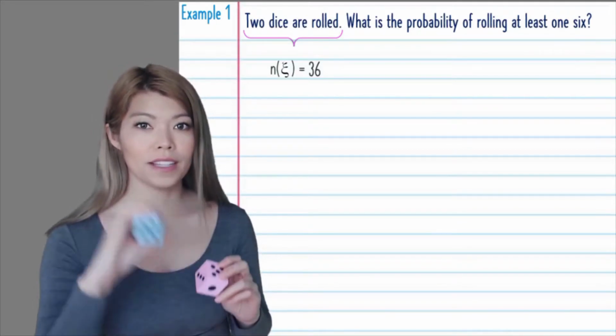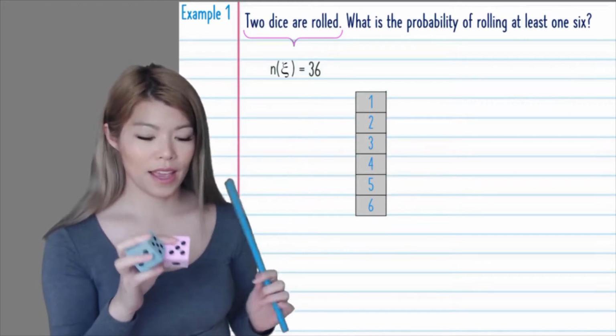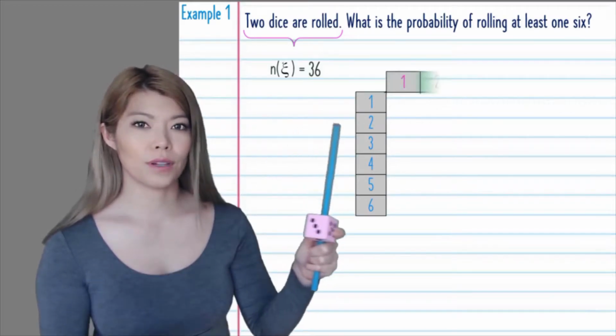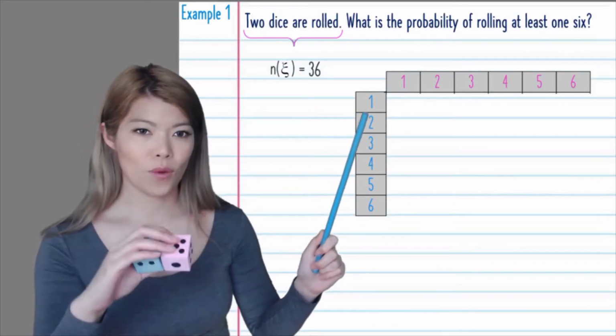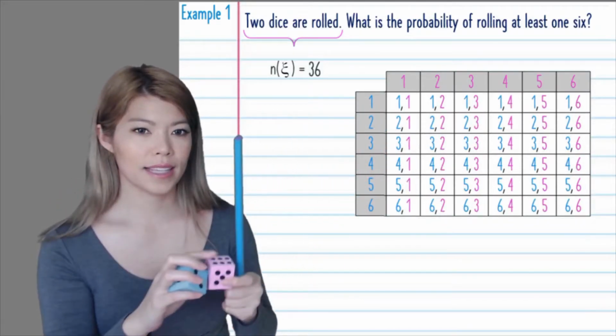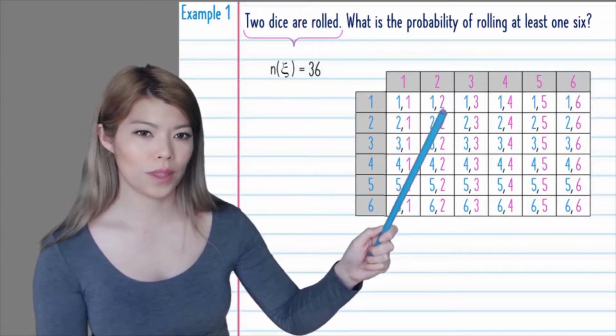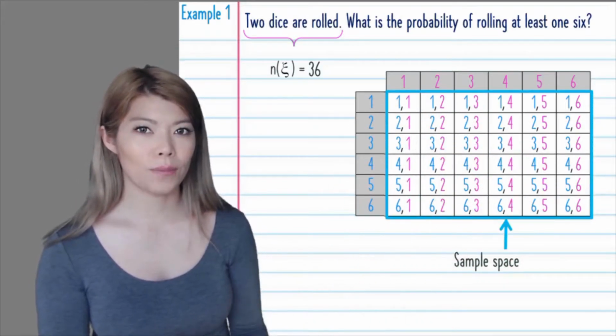Let's say for the first die, we have 1, 2, 3, 4, 5, 6. I'll put them into that column there. And for the second die, we have 1, 2, 3, 4, 5, 6 again. I'll put them over there. So rolling a 1 and a 1 would be written there. If I roll a 1 with a blue dice and a 2 with a pink dice, it will be there. 1 and 3 would be there. So I fill in the table and I now have my sample space.